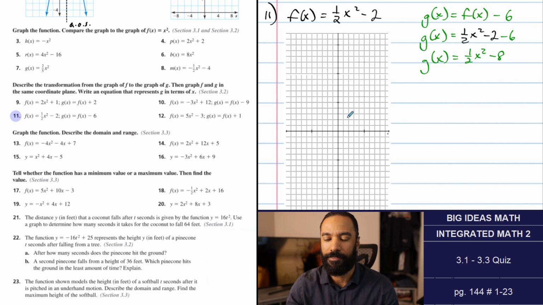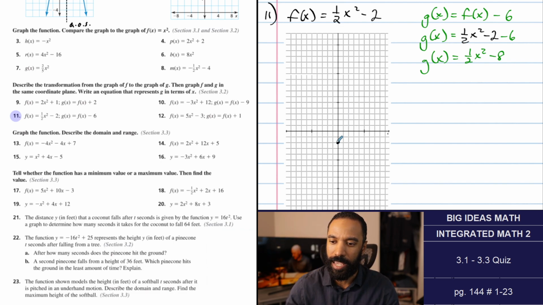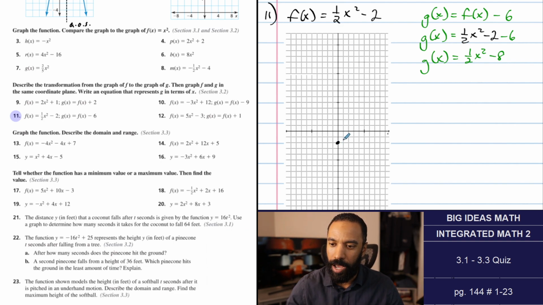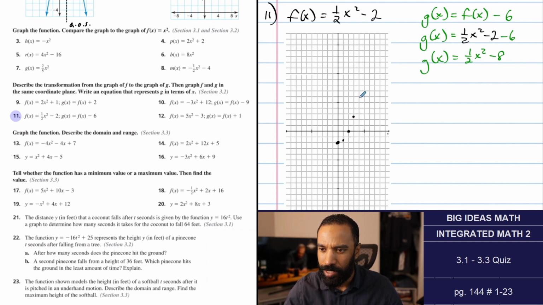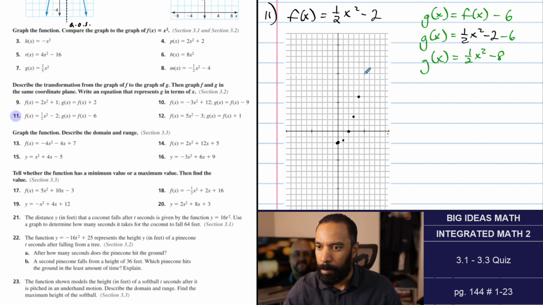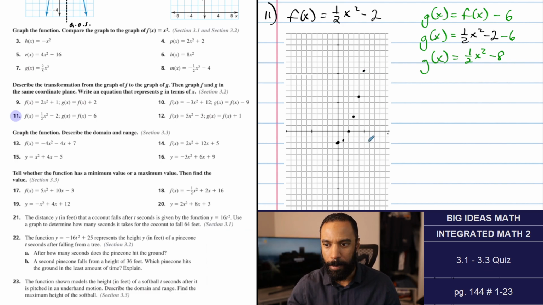f of x equals 1/2 x squared minus 2. So start at negative 2 on the y-axis there. It's just a vertical translation. Over 1, up half of 1. Over 2, up half of 4. Over 3, up half of 9. Over 4, up half of 16. I'm trying to do a quick count here. Over 5, up half of 25. That's 12.5 up. Over 6, up half of 36. You betcha, I can hit that.